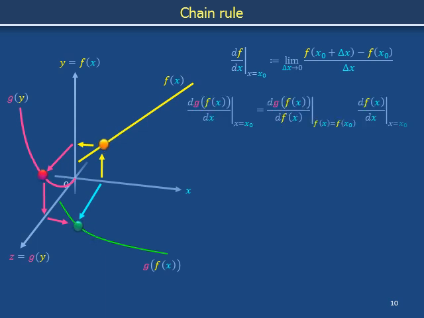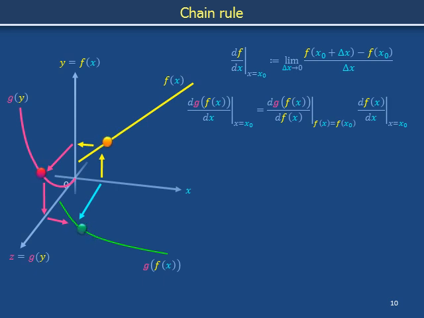We want to demonstrate the chain rule, which says that the instantaneous slope d g(f(x))/dx at x equals x naught equals the product of the instantaneous slope d g(f(x))/d f(x) at f(x) equals f(x naught), multiplied by the instantaneous slope d f(x)/dx at x equals x naught. This is painful to read aloud, and it is usually written and read dg/dx equals dg/df times df/dx.